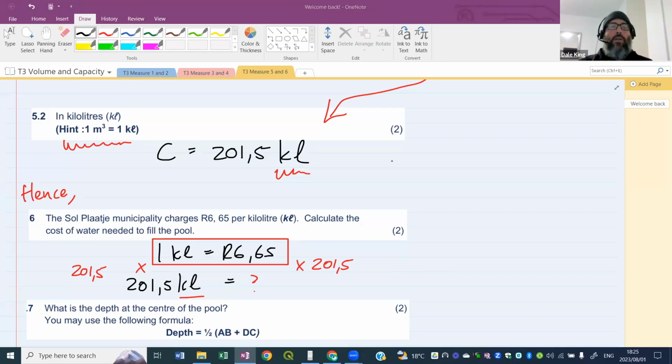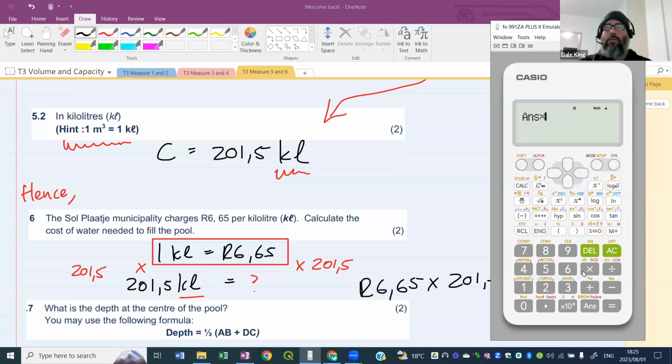So now we just have to multiply. So I'm going to say R6.65 times 201.5. 201.5 times 6.65. And like everyone is putting into chat there, 1339.975. I'll write that out.